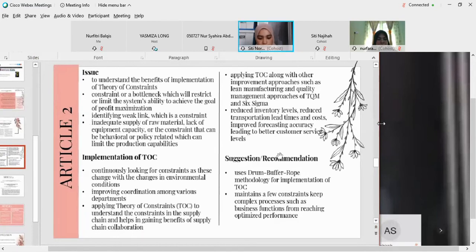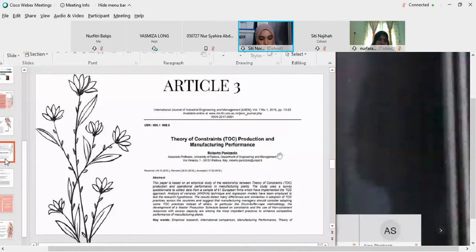to release material. Second one is the theory of constraints maintains that a few constraints keep complex processes such as business functions from reaching optimized performance. Managers will have to identify the constraints that affect their business and work to mitigate their impact and remove them.